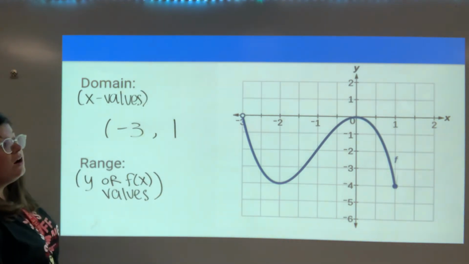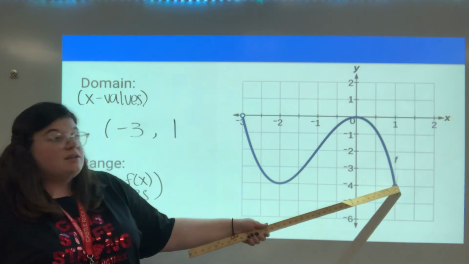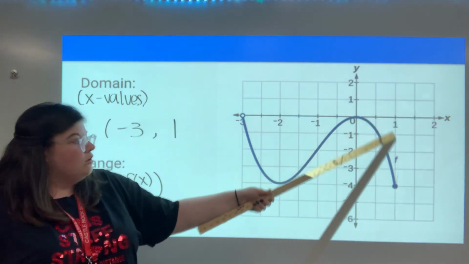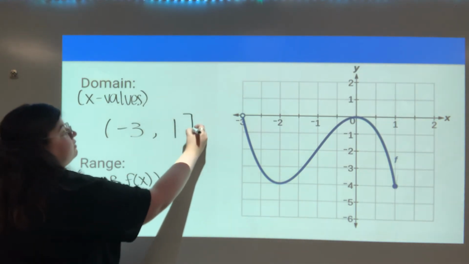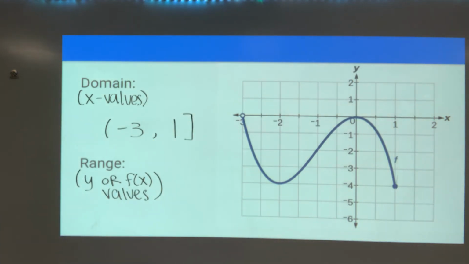And it's going to be a hard bracket because that endpoint, right, where we actually are hitting x equals 1. So I'm going to put a hard bracket on 1. Now let's focus on our range. We're looking at our y values.